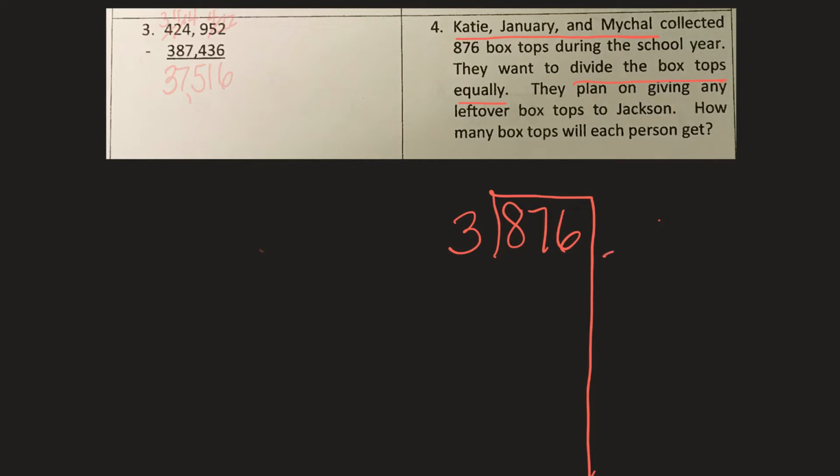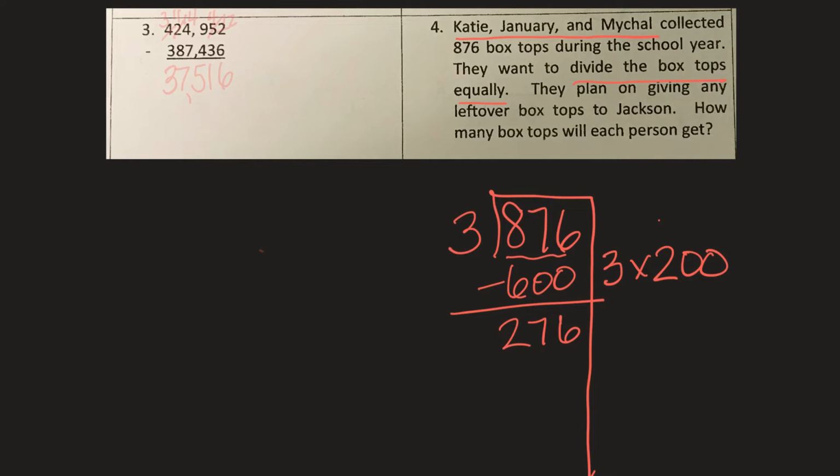So I know that 3 times 3 is 9, so 3 times 300 would be 900, and that's too much because I only have 876 box tops to divide. So I'm going to start with 3 times 200. 200 times 3 is 600. So I subtract that. And I still have 276.